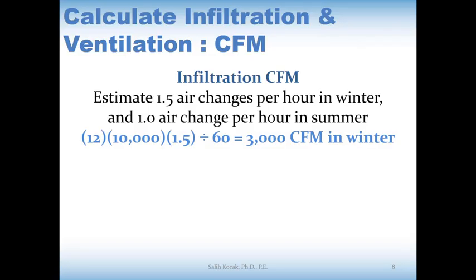Divided by 60. Why are we dividing it by 60? Again, 1.5 air changes per hour, but our infiltration is asked for in CFM. What was the CFM? Cubic feet per minute. So the hour needs to be converted to minutes. If we divide this value by 60, which is 60 minutes in an hour, the hour is going to cancel out: 1.5 air changes per hour and 60 minutes per hour cancel each other out, and the only thing left is going to be minutes.